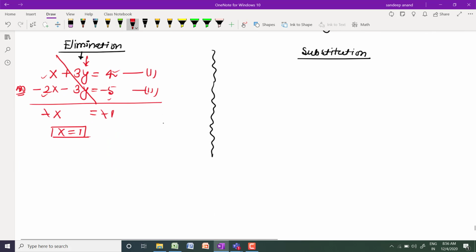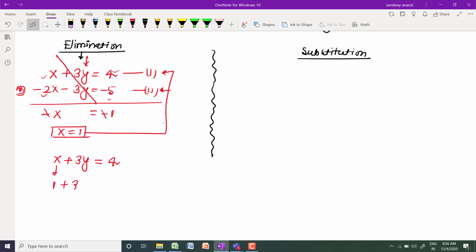Now after this elimination, you put this value in either equation 1 or equation 2 and find the value of the y variable. So I am putting this value of x in equation number 1. Instead of x I put 1, plus 3y is equal to 4. When you subtract, you get 3y equal to 3, so y becomes 1. So here you have x equal to 1, y equal to 1.